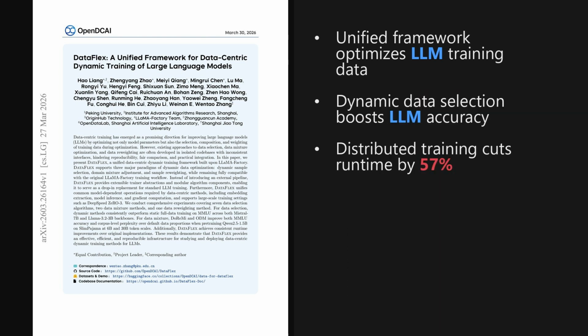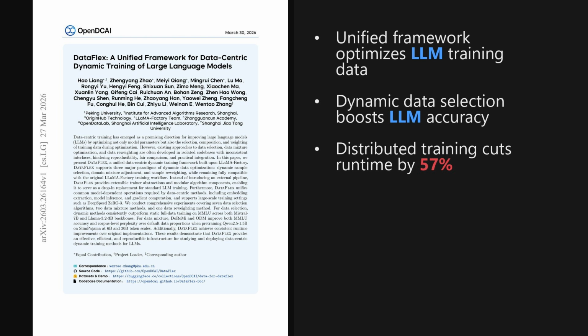I'm Alex. Today we're looking at a paper from the Hugging Face trending list, published on March 27, 2026, exactly 1 week ago. It introduces a unified framework called DataFlex that dynamically manages training data selection and weighting, which cuts distributed training runtime by about 57% compared to previous isolated implementations.